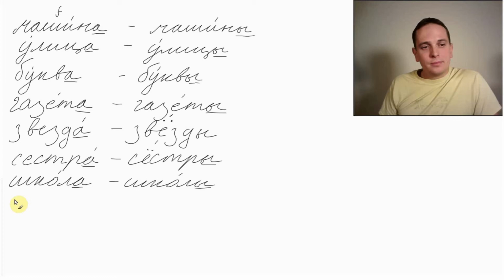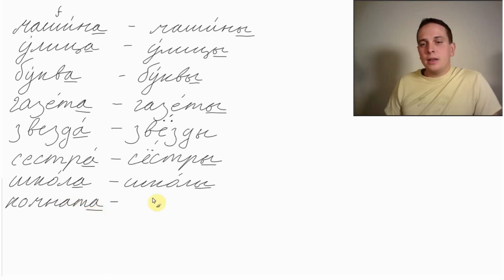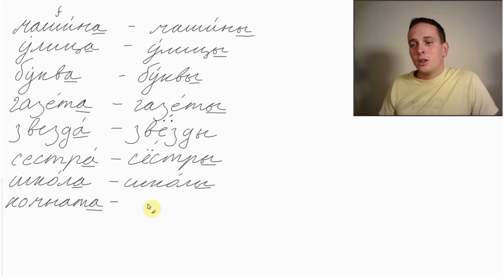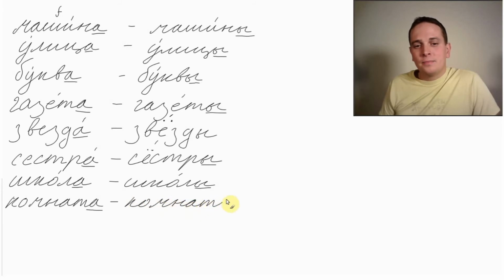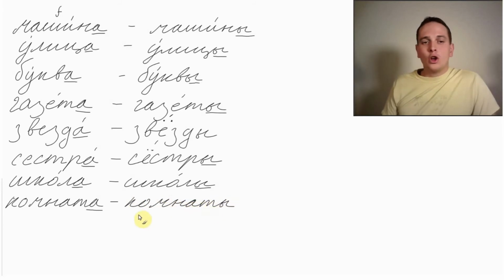Комната. Комната is room. Комната ends in a. It is feminine. What would be the plural? Комнаты. Комната, комнаты. A is replaced with y.